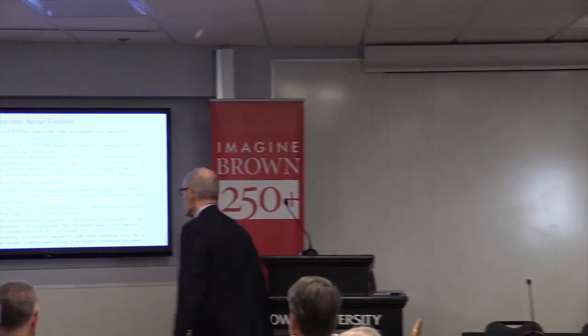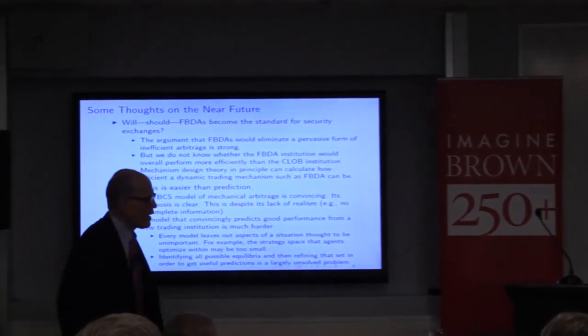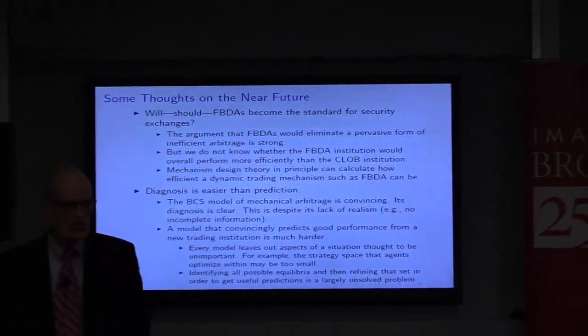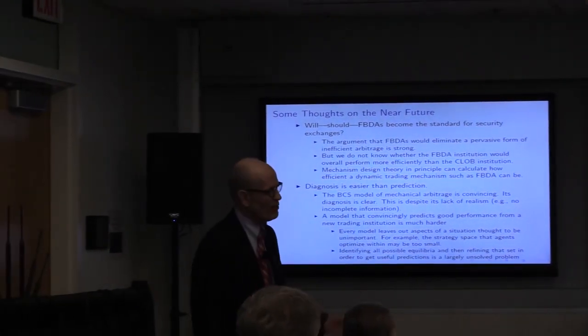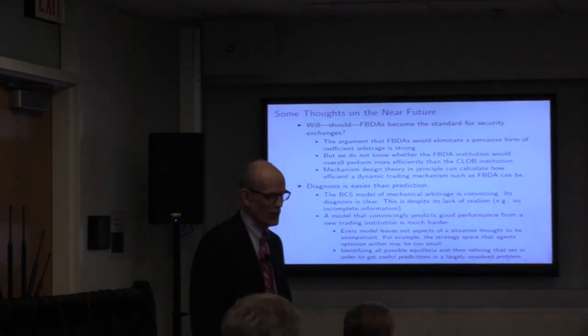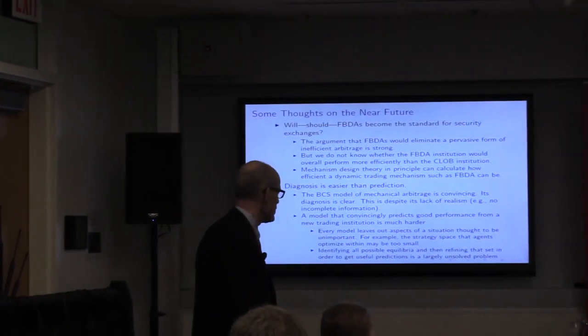In this demonstration of arbitrage opportunities, we didn't use any of that incomplete information. We could simplify it, and it did affect the logic. But if we want to propose changing the system, we have to model it far more accurately, and that becomes much, much harder. So there's a real asymmetry here. Diagnosis is easier than prediction. You can say that fixing it is a problem, because the law of unintended consequences is much, much harder.